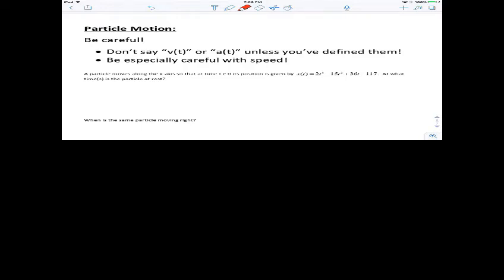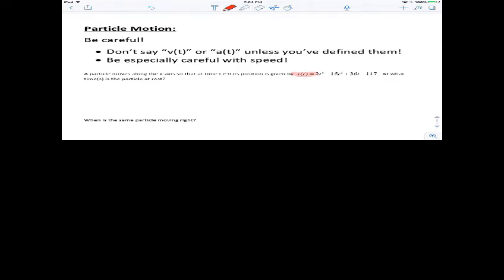Starting with particle motion, the 2 things I would caution you is if you're talking about velocity and acceleration, don't just call them V and A. Let's say you're given a position function x. You need to make sure, like in this example, that you call the velocity function x prime, and you call the acceleration function x double prime. You can't just go saying V because this is not a physics class. We are looking at the calculus of it, so you've got to make sure you define what your variables represent here.